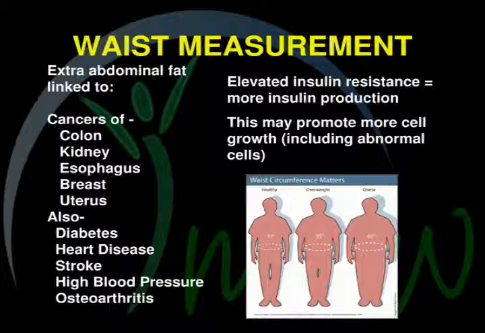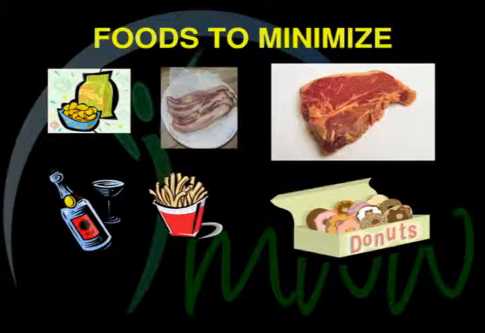Excess abdominal fat has been linked to several types of cancers, including colon, kidney, esophageal, breast, and uterine cancer. Type 2 diabetes, as well as heart disease, stroke, high blood pressure, and joint diseases such as osteoarthritis are also linked to excessive body weight and especially excess abdominal fat. Abdominal fat may be a factor in hormonal imbalances, as well as elevating inflammatory processes throughout the body, leading to these major chronic diseases.